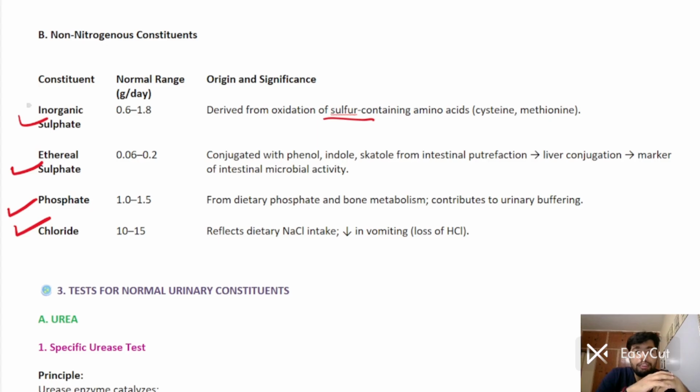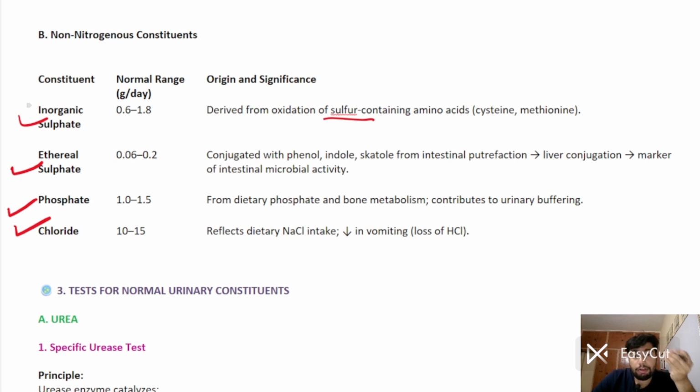Whenever the ethereal sulfate in the urine is high, intestinal microbial activity is increased. I hope this is very clear. When you are taking antibiotics, your ethereal sulfate is low, and why, we will discuss in a subsequent part. Right. Phosphate comes from dietary and bone metabolism, and it contributes to urinary buffering.